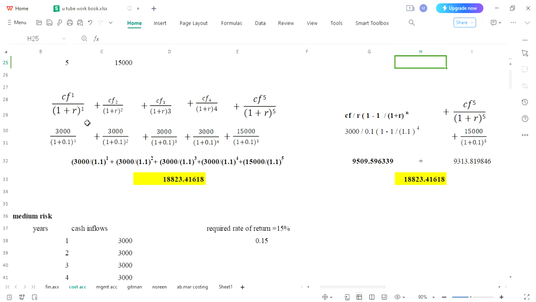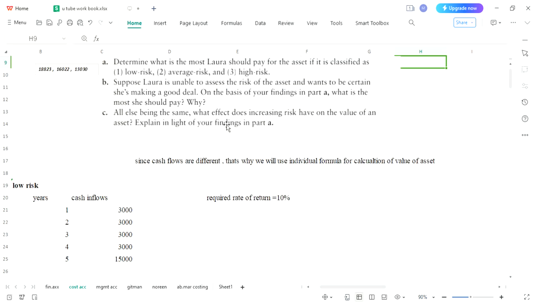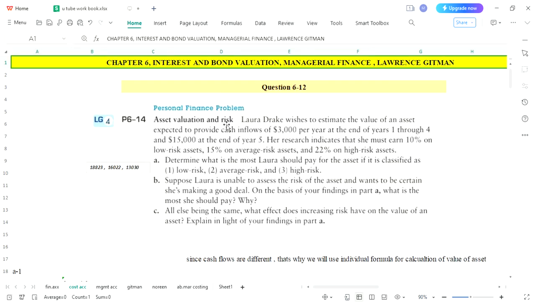Over here, what is the difference? You have calculated individual values of all cash flows, and over here you have used the collective formula, with which, if your cash flows are the same, you can use the collective formula, but the last statement was different. You have used individual formulas. So this is a hybrid system where collective formula and individual formula were used, and this is a separate and simple method where you will always be using different or individual formulas for calculation of asset. So in this way guys, our question 6.14 has been completed.